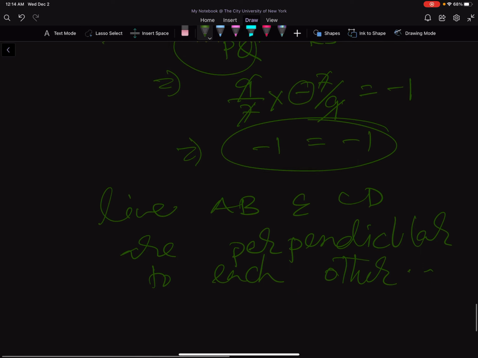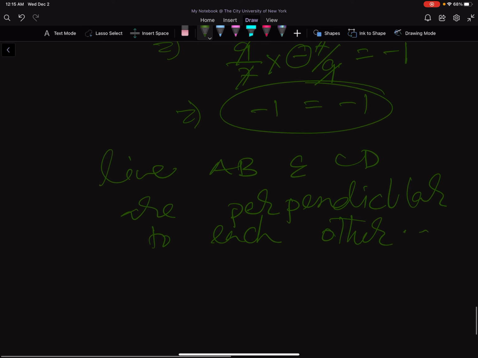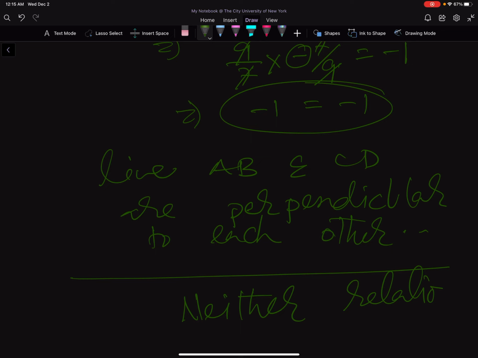And if you cannot find that relationship, if they are neither equal nor is the product of them equal to negative 1, then you can say neither relationship exists. So they are neither perpendicular nor parallel. That's it.